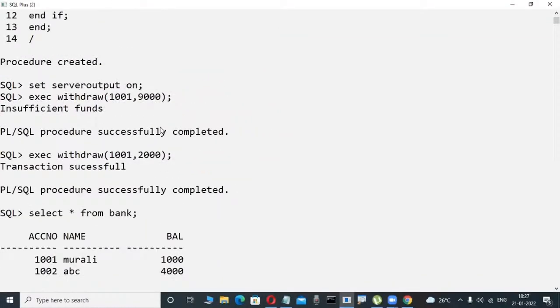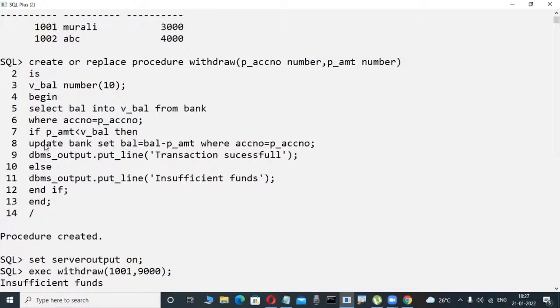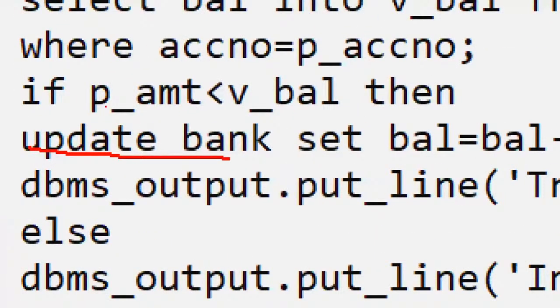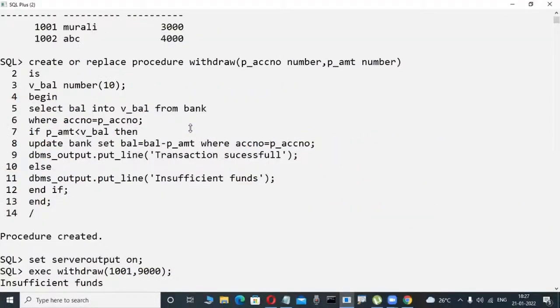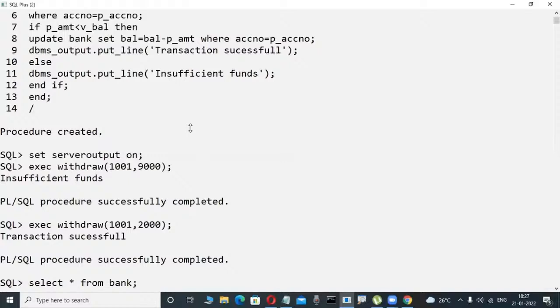You are a programmer, you are writing coding in an update. Update is a SQL command only. The if condition is a PLSQL command. That's why you need some language knowledge. With this type of PLSQL coding knowledge, then only you can write real-time applications: OTP validations, bus ticket reservation, anything. So many applications are there, but a little bit of knowledge is required.